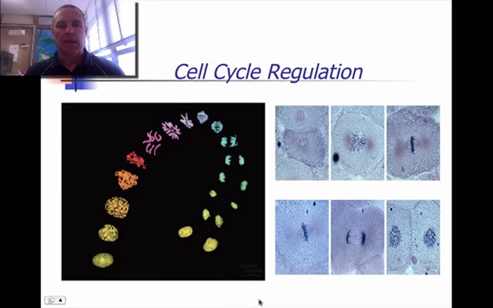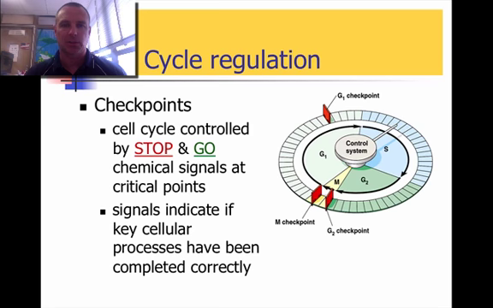Hey guys, I'm back with a little bit about cell cycle regulation. As you can see down here, this is the process of mitosis over on your left, creating two cells. And this is the whitefish blastula, where we actually saw an animal cell going through it.